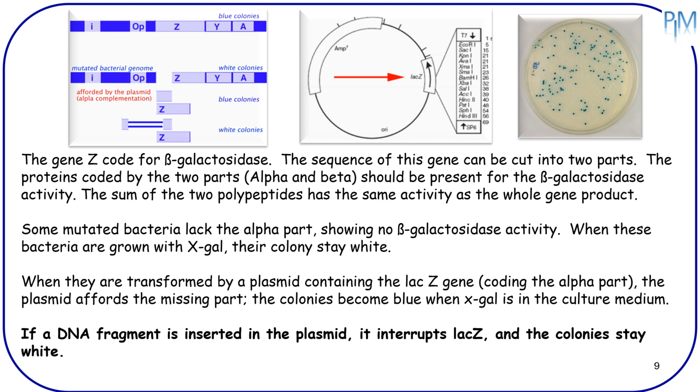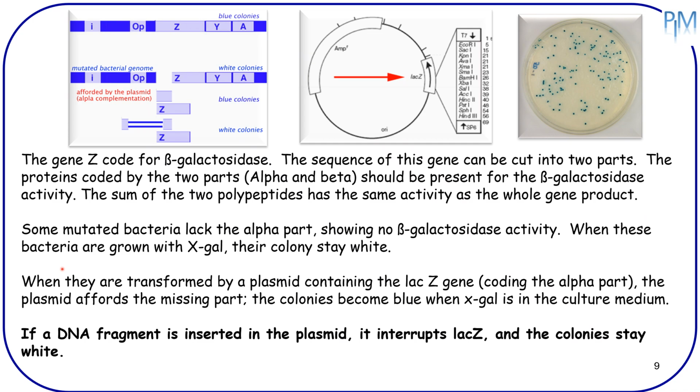This slide further elaborates the lacZ gene. The beta galactosidase enzyme is coded by the gene Z, which can be divided into two parts, alpha and beta. Both parts need to be present for the enzyme to function properly. The combined activity of the two polypeptides is equal to the entire gene product.